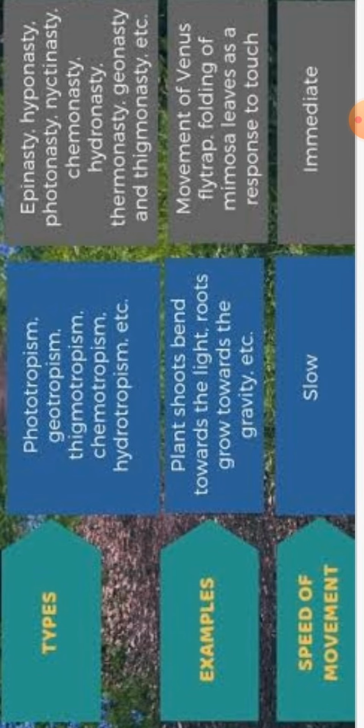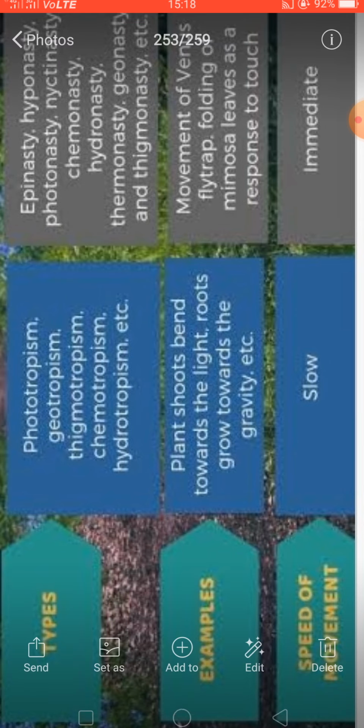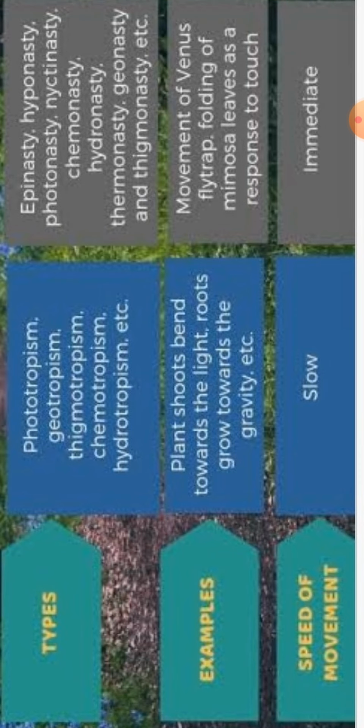Now speed of movement. Trophic movements are slow, they show movement slowly. But here, the speed of movement is rapid. As soon as you touch the leaves of the Mimosa pudica, you will see that the leaves fold, the leaves droop down. ठीक है, so it is rapid, instant, immediate movement, but here it is slow movement. So these were all the differences between nastic and trophic movement. Now I think both the movements are clear to you. OK, thank you students.